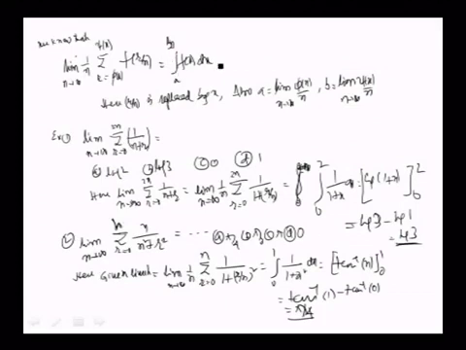So let us try one problem here. Example 1: the limit as n tends to infinity of the sum over r equals 0 to 2n of 1 over n plus r. First of all, you have four options: log 2, log 3, 0 and 1.